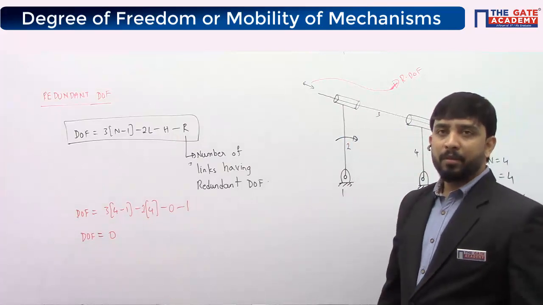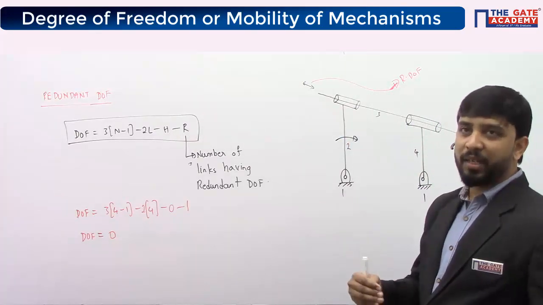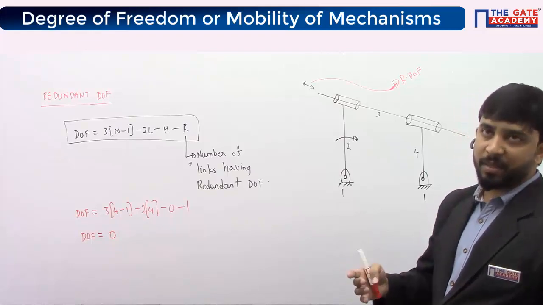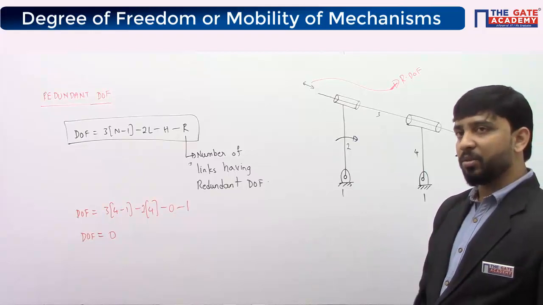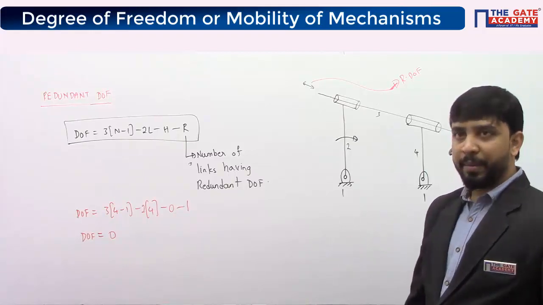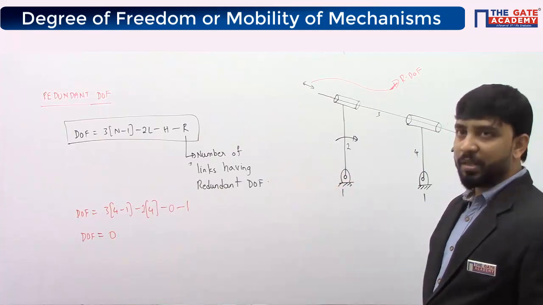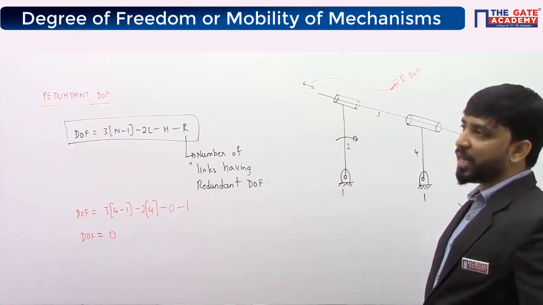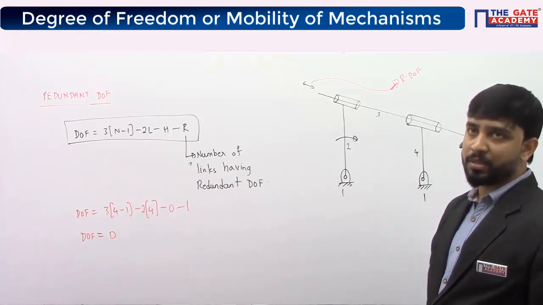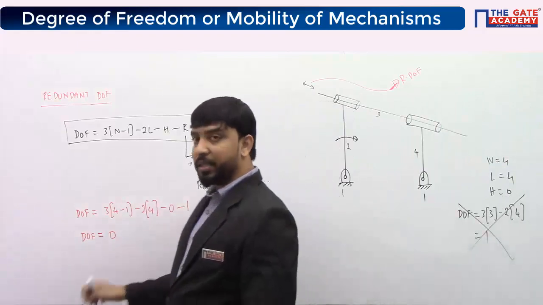Okay? So whenever you calculate degrees of freedom, first you have to identify: are there any redundant links inside the mechanism? Are there any links with redundant degrees of freedom? And then you have to proceed ahead, okay? If there are any redundant degrees of freedom, this is the procedure. If there are any redundant links, you have to eliminate that link and then calculate the effective number of links, effective number of lower pairs and so on. So for redundant degree of freedom, you have to subtract those redundant degrees of freedom.